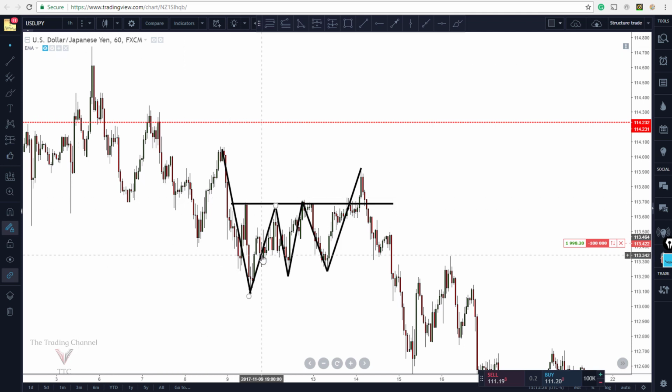We are currently in a downtrend here on the dollar yen. We have started this period of consolidation, making resistance levels marked out with our black line here. And then the market breaks out of those resistance levels. What do we call that? That's called our false breakout. Now what are we looking for?